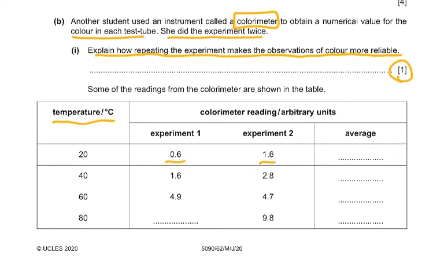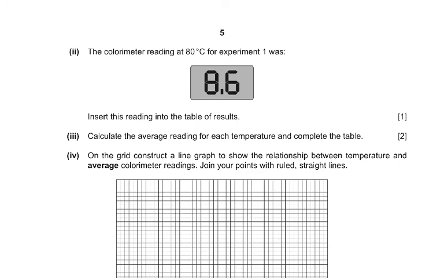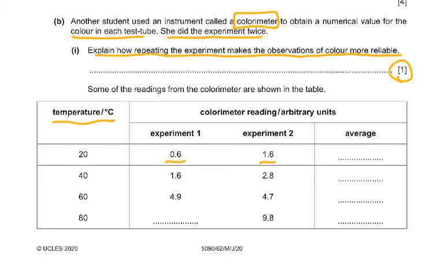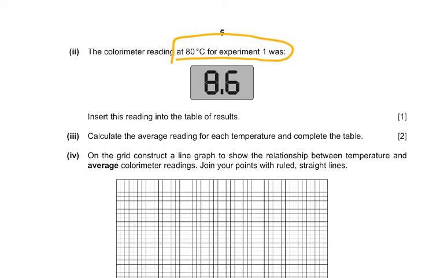Now, what did you have to do? Let's look at what the next part of the question says. The colorimeter reading at 80 degrees for experiment 1 was this. So, at 80 degrees, the reading was that. Insert this reading into the table of results, right? Calculate the average reading for each temperature and complete the table, and that's for another 2 marks.